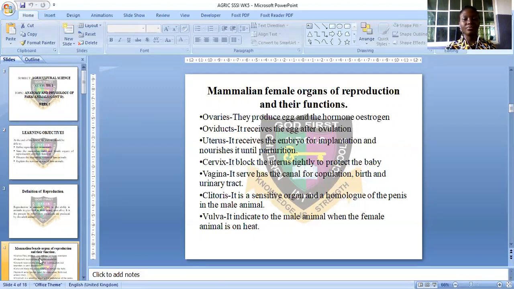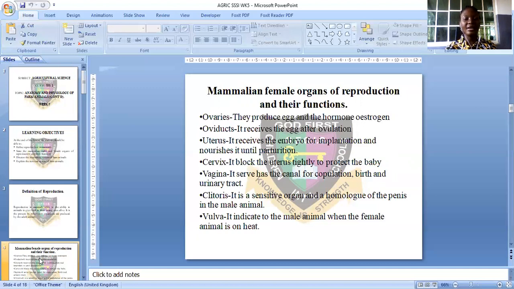Number three is the uterus. The uterus is also called the womb. It receives the embryo for implantation and nourishes it until parturition. After the egg has been fertilized by the sperm from the male, implantation occurs, that is, conception occurs in the womb. So the embryo attaches itself to the womb. The process is called conception or implantation. The embryo also receives nutrients in the womb until parturition. Parturition is the process of giving birth in farm animals.